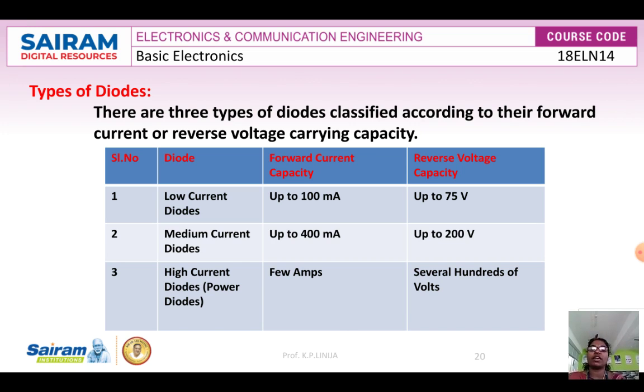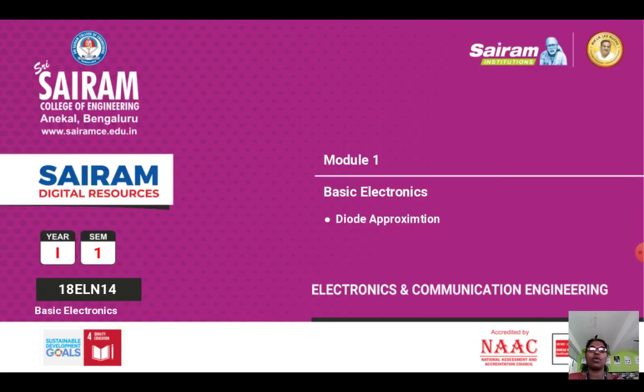The forward current capacity for the low current diode is up to 100 milliamps, and for the medium current diode, the forward current capacity is up to 400 milliamps. The high current diodes will carry a few amps. In the same way for reverse voltage, the low current diode has a limit of up to 75 volts, and the medium current diode has a limit of up to 200 volts. But in the case of high current diodes, it is several hundred volts.